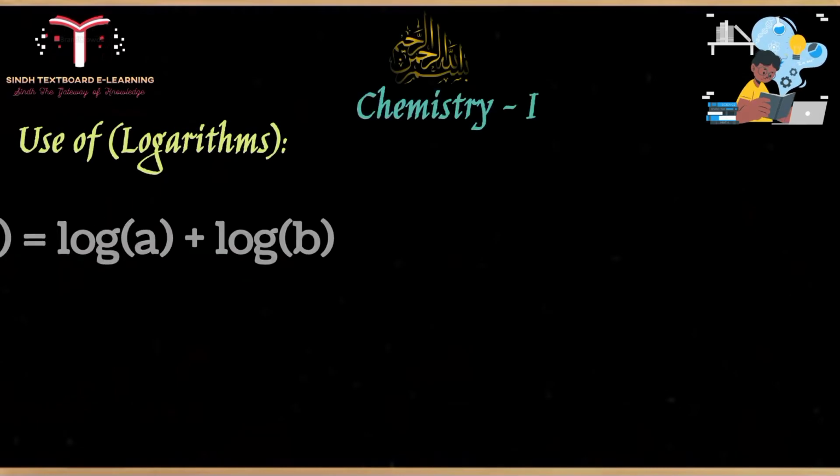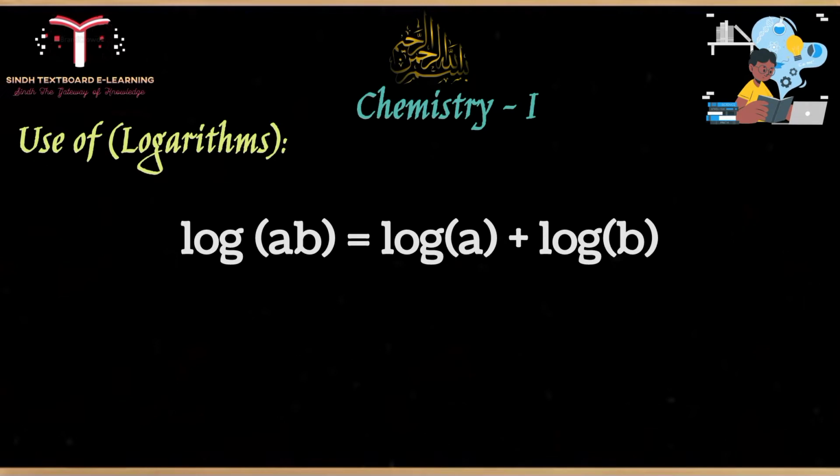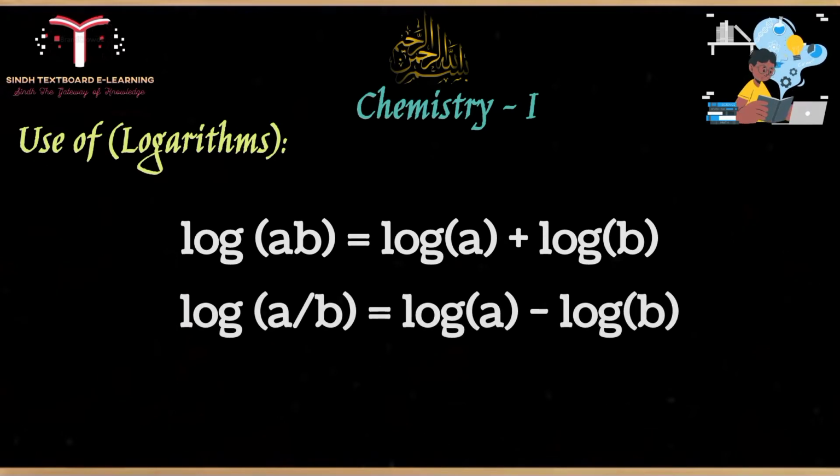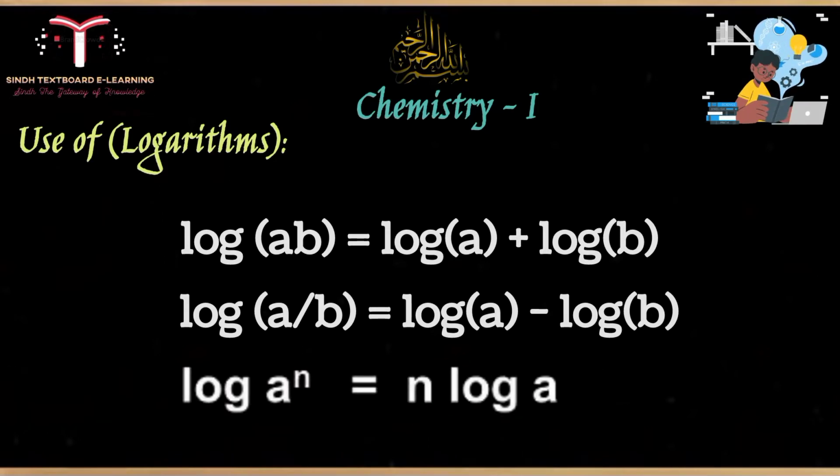Moving towards the next topic, use of logarithms. There are some certain formulas for logarithms. For multiplication, log ab is equal to log a plus log b, and in division, log a divided by b is equal to log a minus log b, and in power form, log a to the power n is converted into n log a. This is for the simplicity of solving logarithms. We use these formulas to simplify logarithm problems.